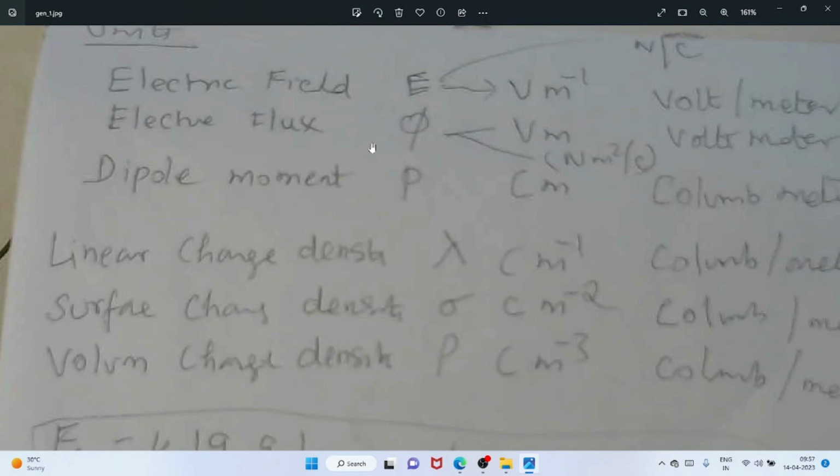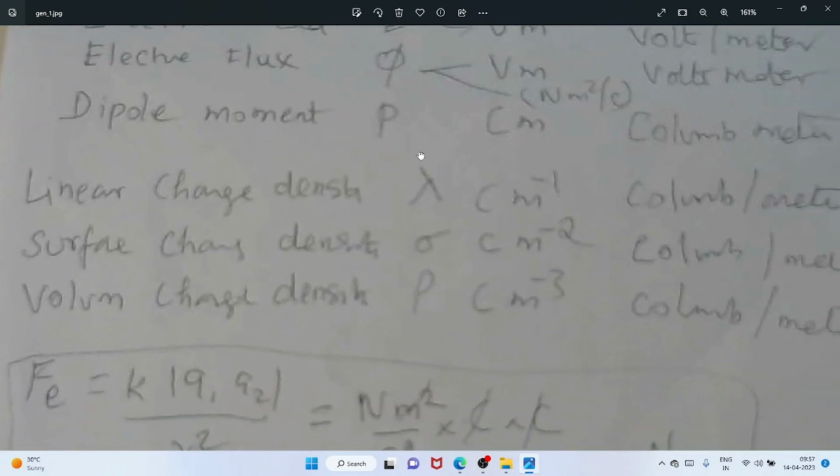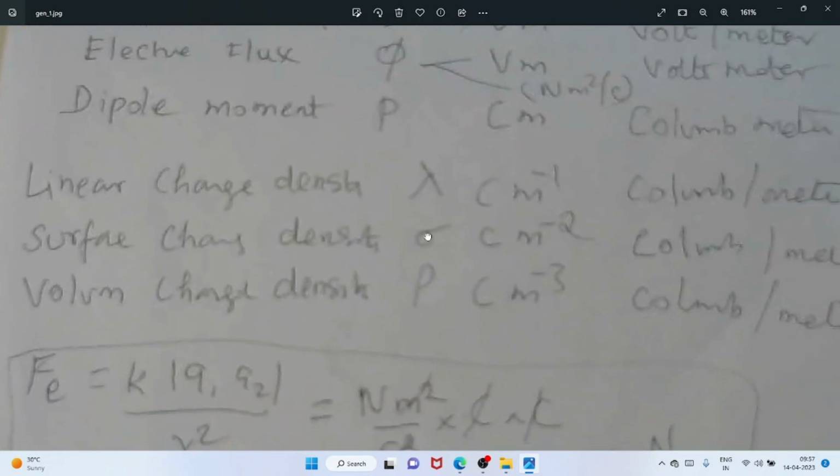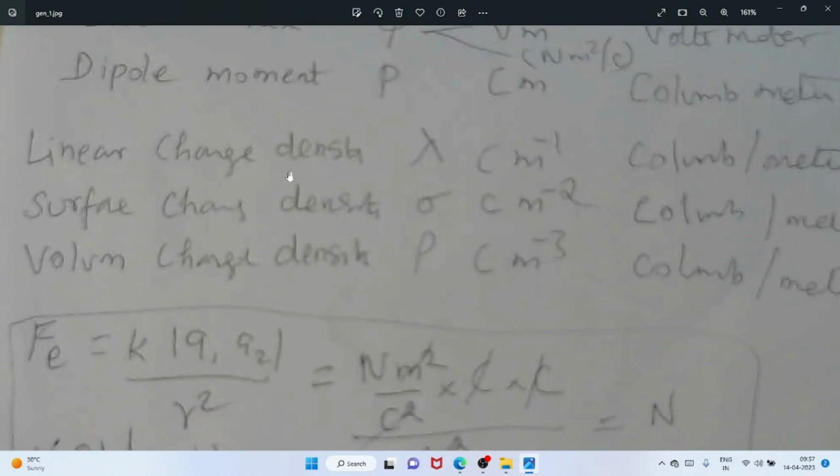Electric flux: volt meter or Newton meter square per Coulomb. Dipole moment is Coulomb meter. Linear charge density, lambda, is Coulomb per meter. Surface charge density, sigma, is Coulomb per meter square. Volume charge density, pronounced as rho, is Coulomb per meter cube.